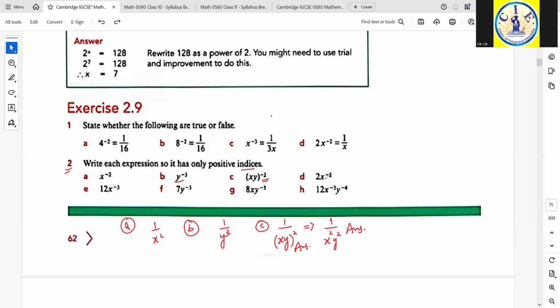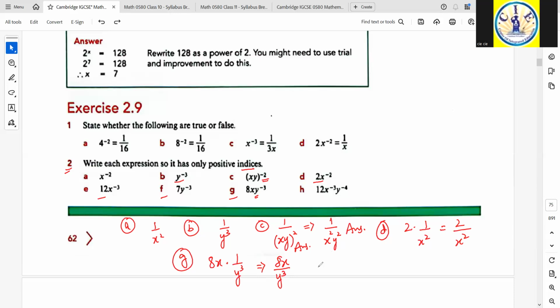Okay. Now for part D, this can be simplified to 2 times 1 by x squared, or you can write it down as 2 divided by x squared. So the index would become positive. In the same way, this is to be done, this is to be done, and this part G, 8x would be the same. The negative index is just on y. So we can write it down 1 divided by y cubed. Now we can simplify it to give us 8x divided by y cubed.